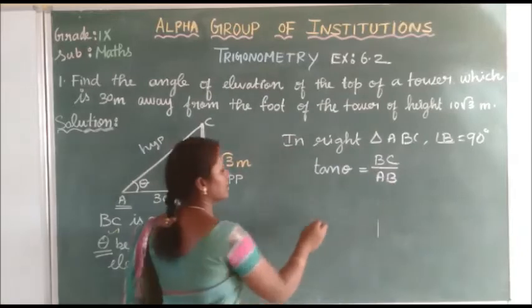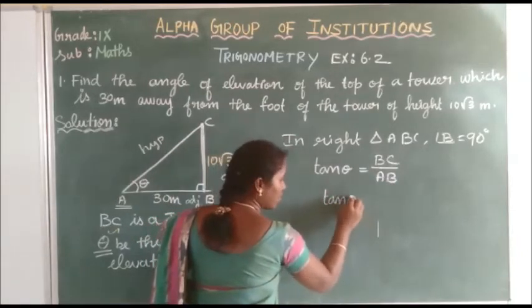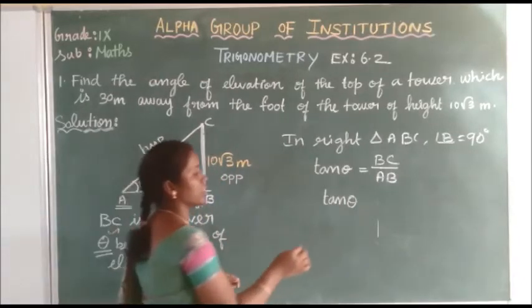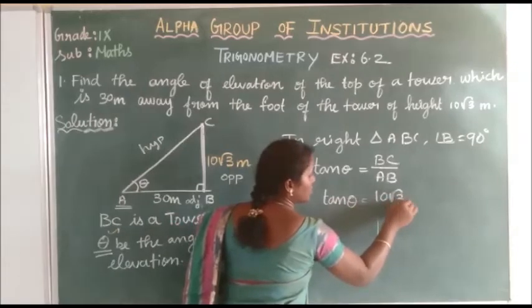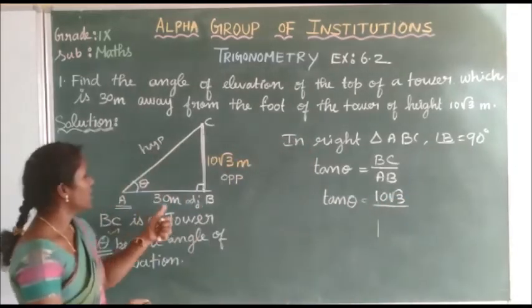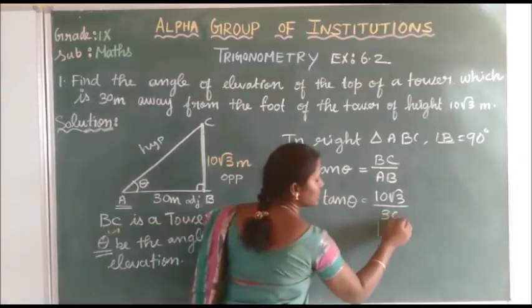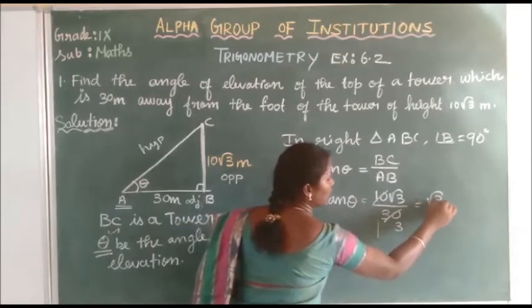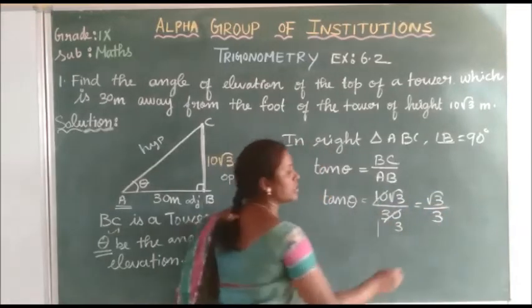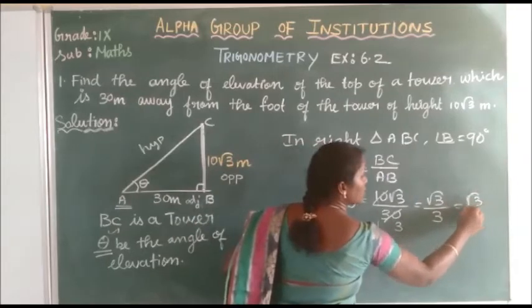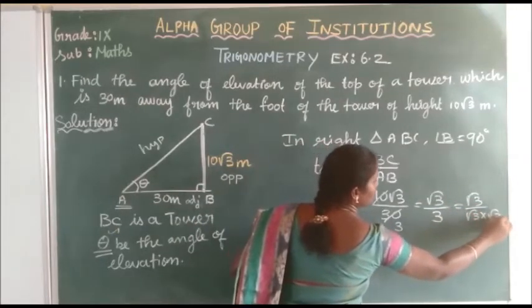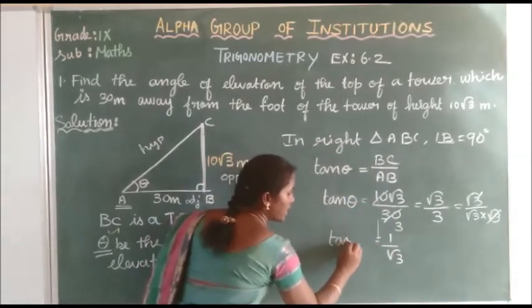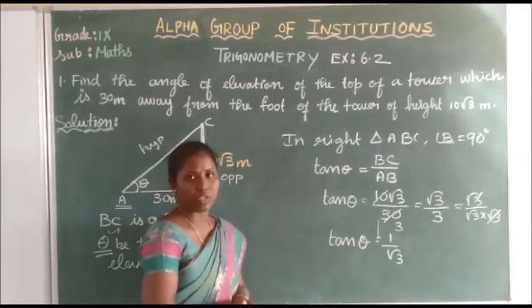So what is tan theta? That is tan theta only I have to find, so I don't know the value, keep it as it is. What is BC? It is 10 root 3, which is equal to 10 root 3 by what is AB? 30, which is 30 meter. Simplify this. 1 and 3 times, we are getting root 3 by 3. If you simplify this, we can write it as root 3 by root 3 into root 3. If we cancel this, we are getting the answer as 1 by root 3. That is, tan theta is equal to 1 by root 3.